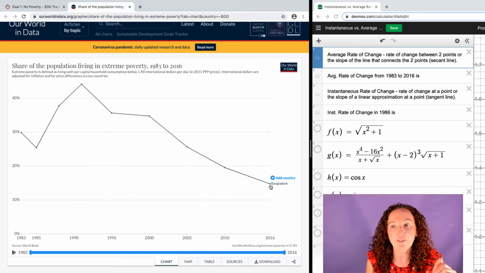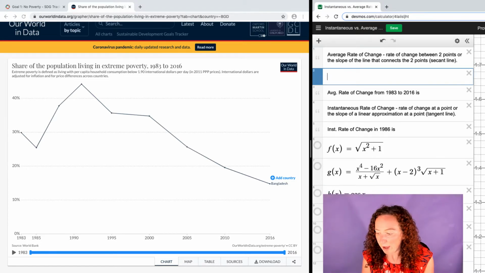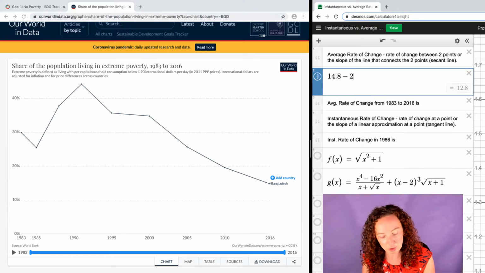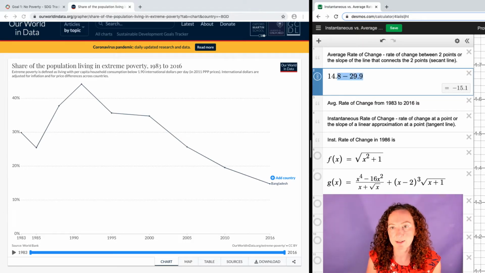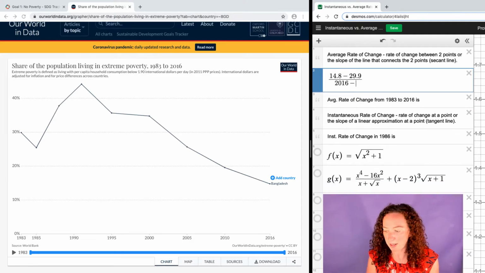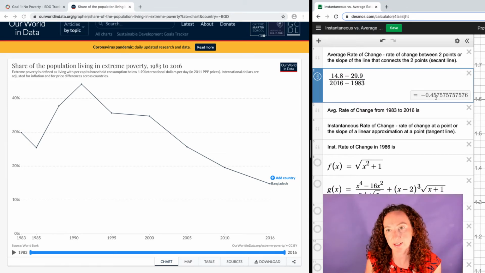So to find the average rate of change from 1983 to 2016, I'm going to find the slope of the line that connects those 2 points. And if I do that, then what I have is 14.8% minus 29.9% divided by 2016 minus 1983. What I get is negative 0.46.